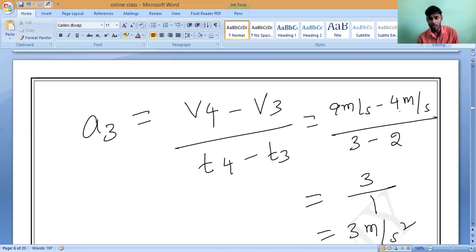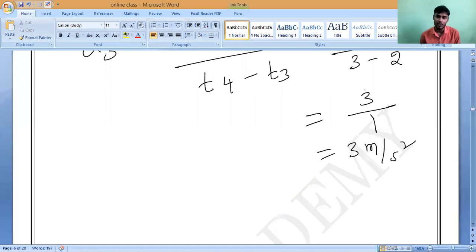9 minus 4 is 5, correct? Not 3. So 5 divided by 1 is 5 meter per second square. This is A3.